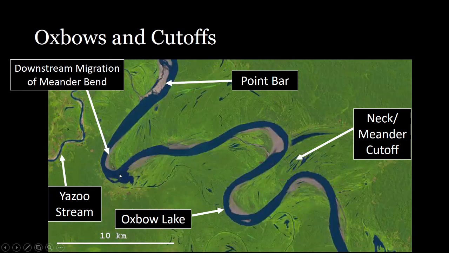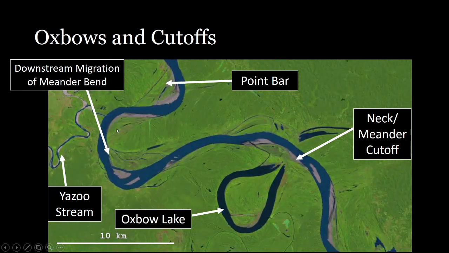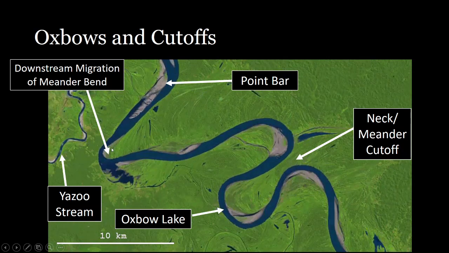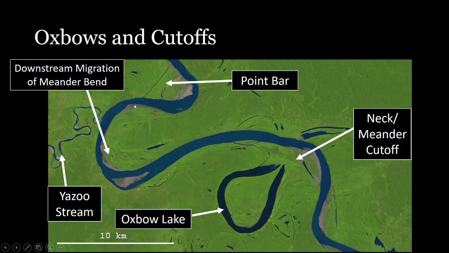And you can also see here that this meander bend is migrating downstream, just like we talked about. And so you see this meander head moving slowly downstream all the way down to here.